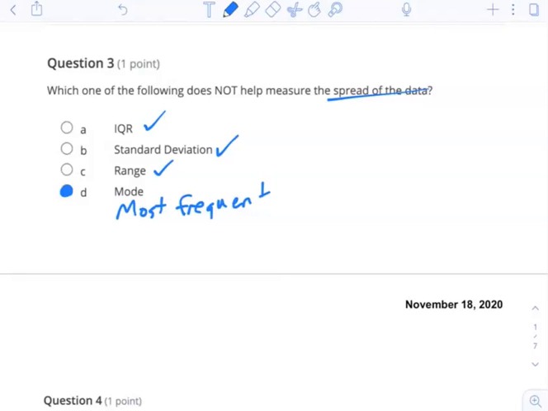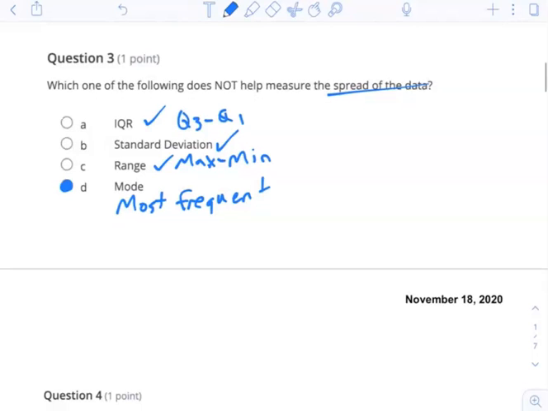But IQR tells me how far Q3 is from Q1. Standard deviation is a number that you should know how to get in your calculator. That's for how spread out it is. Range is just the max minus the min. So those all describe how spread out the data is.